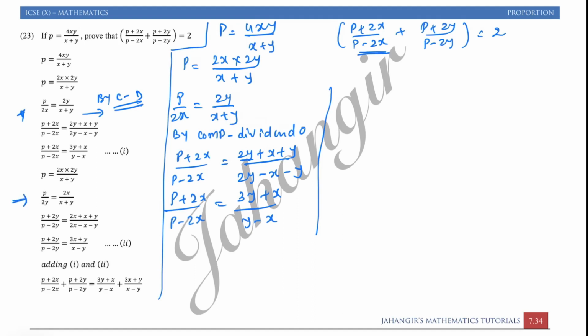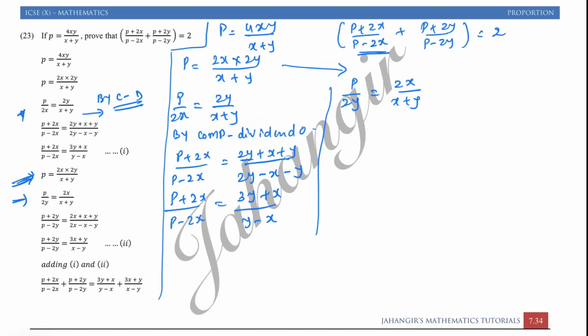Now second part you can write below. This is the second part. Yes, from here second part is starting. Again p, from here only I will take. P is equal to 2x into 2y. So I can write now p upon 2y is equal to 2x upon x plus y.